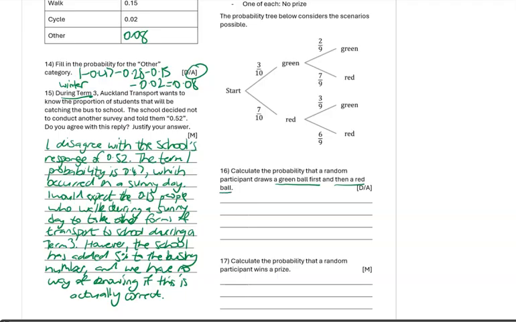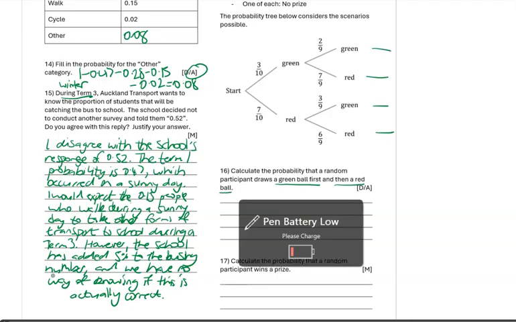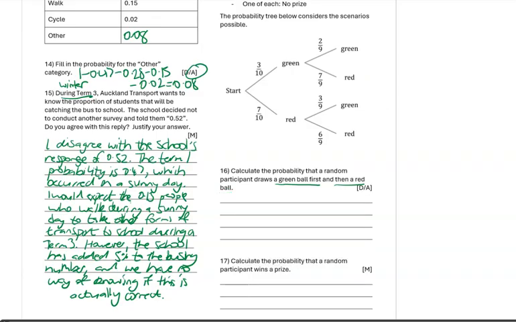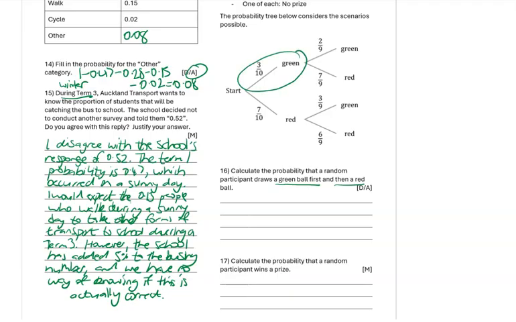So question number 16: calculate the probability the random participant draws a green ball first and then a red ball second. The first thing to figure out is there are 4 outcomes at the end of your probability tree. We'll ignore that red warning sign for now. We need to figure out which of these relates to green and then red. So if we follow the first one there, there's the green one to start off with, and there's the red one. So we're looking for this branch over here.